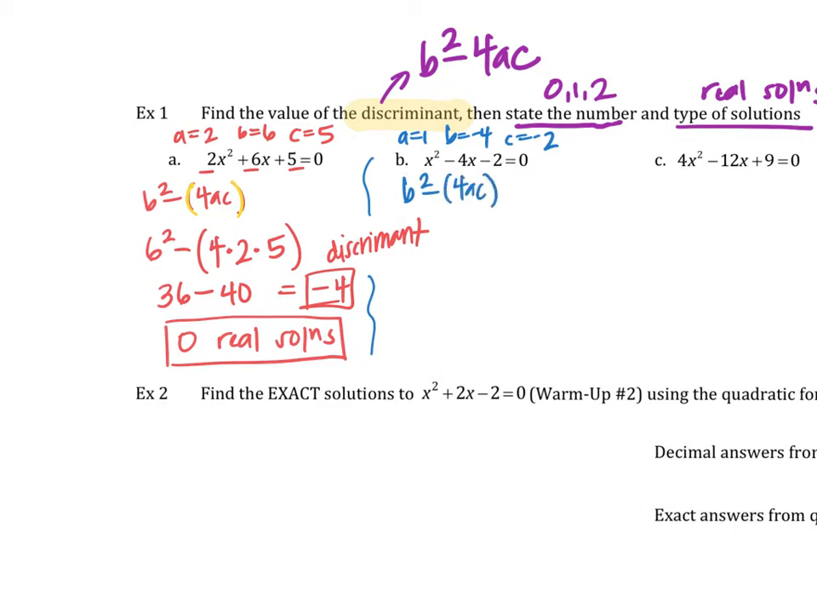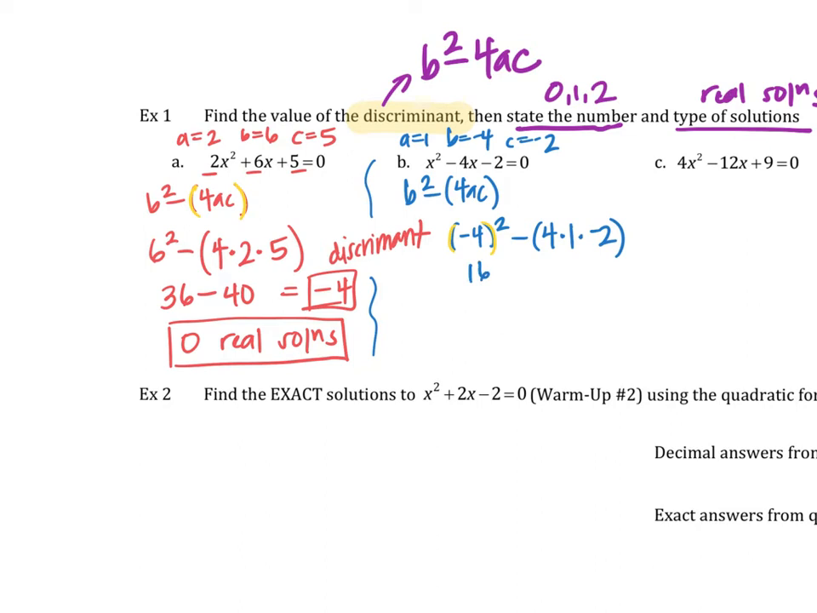Okay, so we have B squared. So make sure we put the negative 4 squared in parentheses. Really important that we use parentheses. If not, you're going to have an error. Minus 4 times A times C. So we get 16 minus negative 8, which is going to equal positive 24.